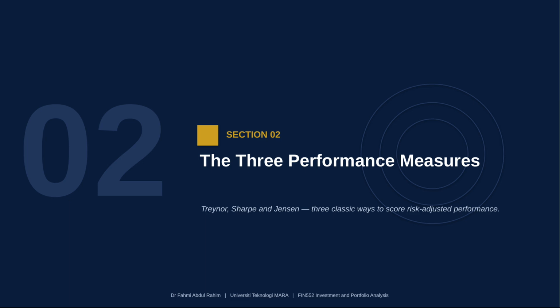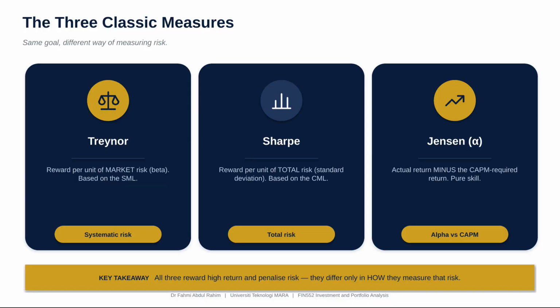We will look at each measure, its formula, what it tells us, and which investor it suits. Once you understand all three, applying them is just arithmetic. Let us start with the overview. Here are the three classic measures at a glance, so you can see the family resemblance before we go into each one. The first, Treynor, measures reward per unit of market risk, that is beta, and it is based on the security market line. It uses systematic risk.